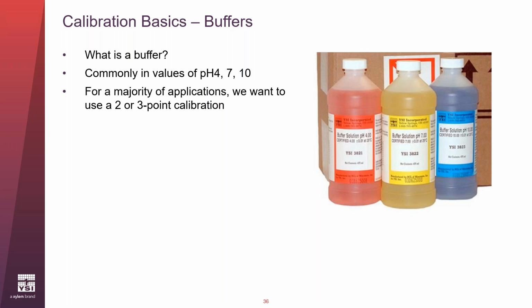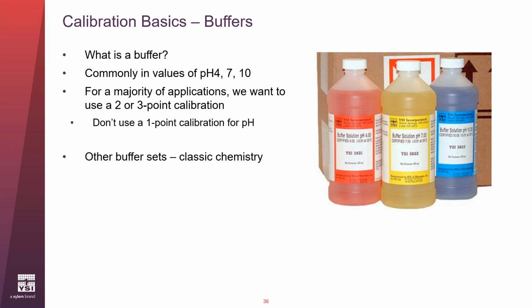For a majority of applications, we want to use a 2 or 3 point calibration. As we will soon see, we need at least 2 points to establish a slope for a pH calibration. If you're going to do a 2-point calibration, always use pH 7 buffer as one of your points. Don't use a 1-point calibration for pH. You will not establish any slope with 1 point, and therefore doing a 1-point calibration does not actually help much. Avoid it if at all possible.